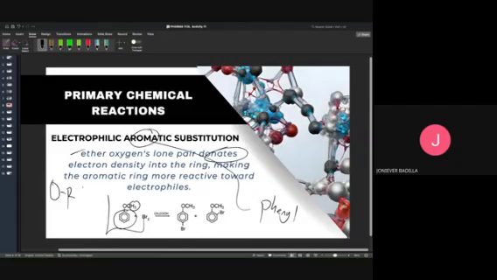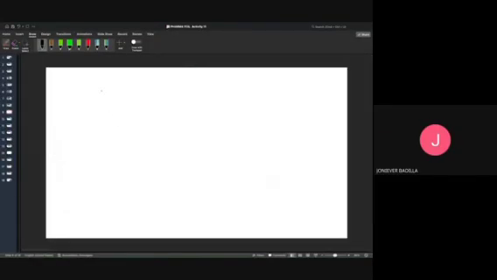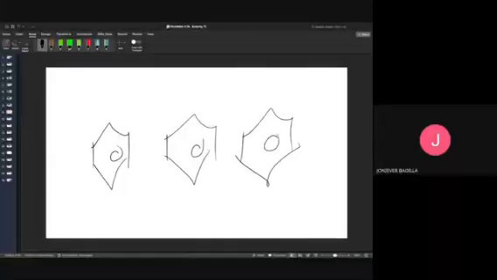So as a result, the OR group is a strong activating group, and this is where you will be observing already what we call as your ortho, meta, or your para position. But then again, if you're not able to encounter this in your lecture, or a separate discussion is yet to be presented in class, let us try to introduce already your ortho, meta, para position.